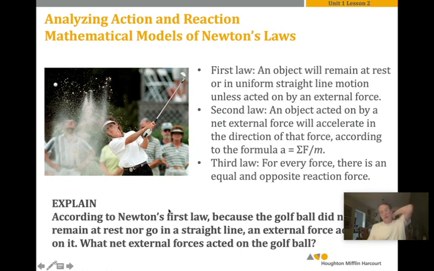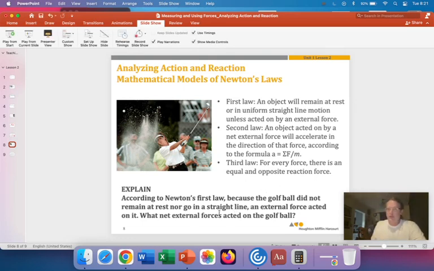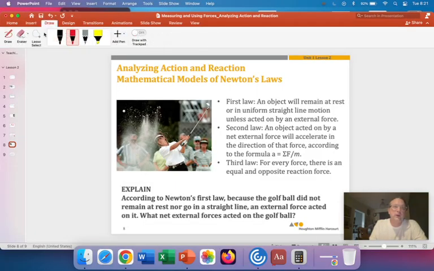So, according to Newton's first law, because the golf ball did not remain at rest, nor go in a straight line, an external force acted on it. What net external force acted on the golf ball?